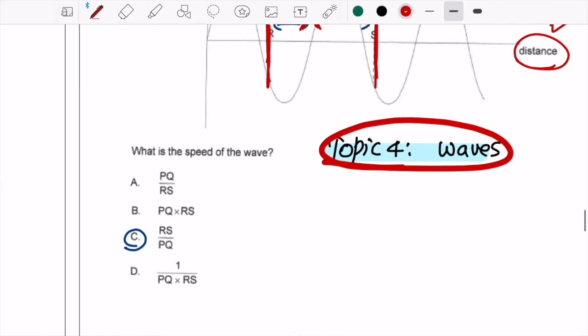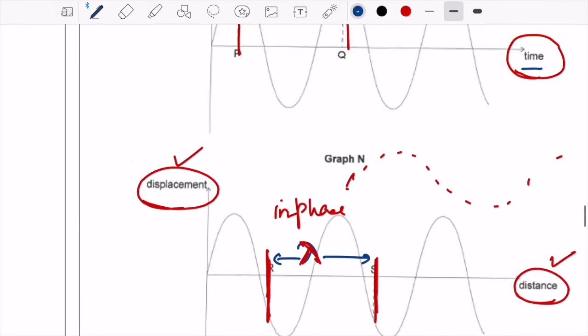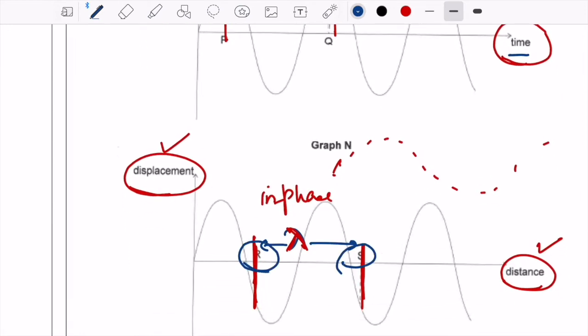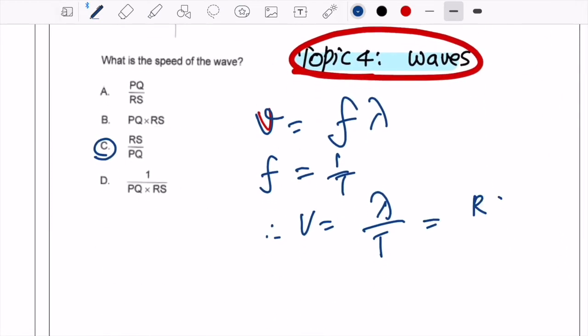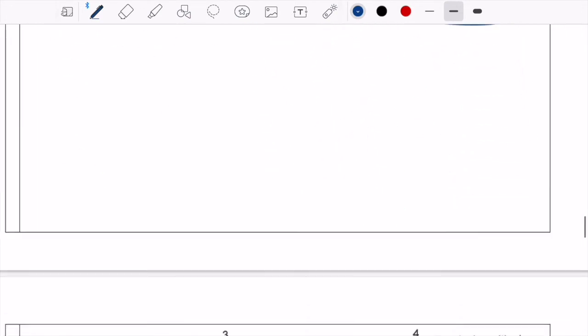Now about speed, v equals, we know the basic equation for waves, v equals f lambda, but f equals 1 over T. So v equals lambda over T. Lambda we found is RS, and T is PQ. So this is the answer. Answer is C.